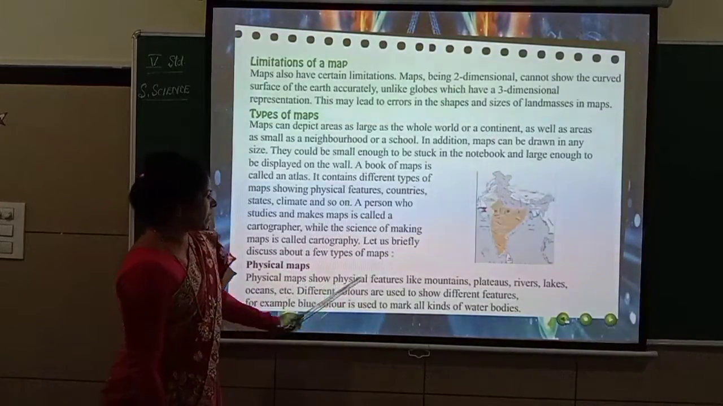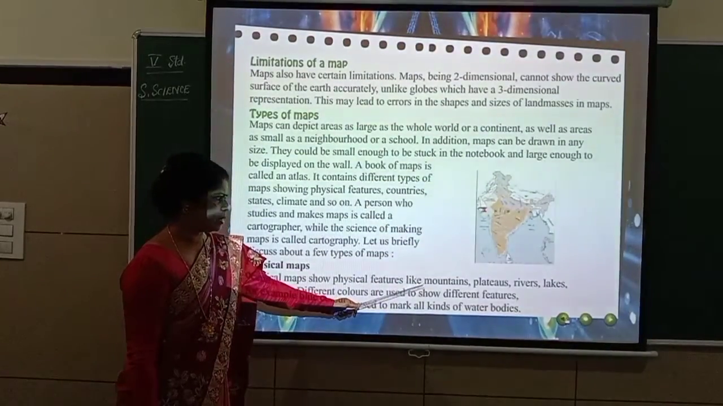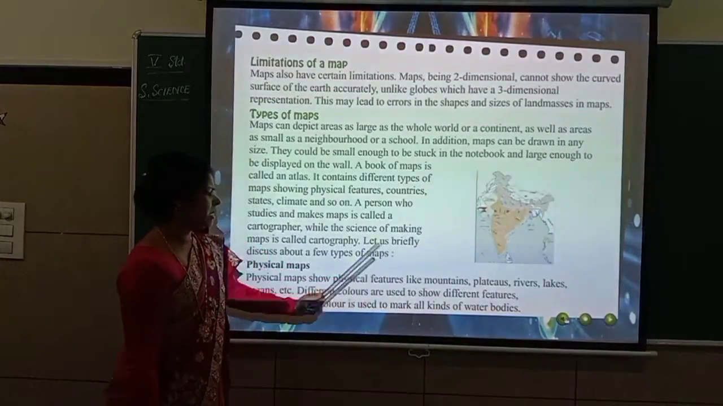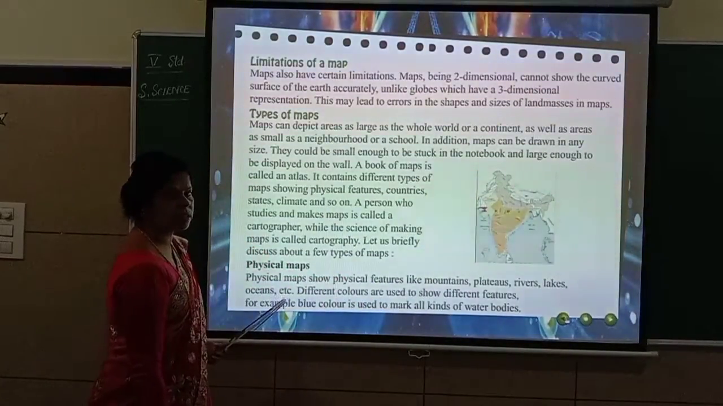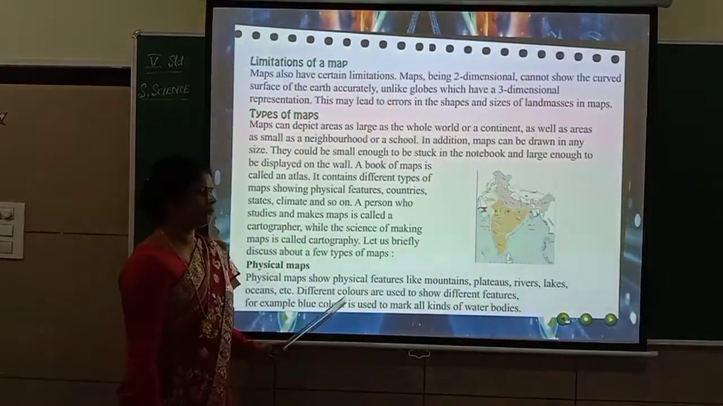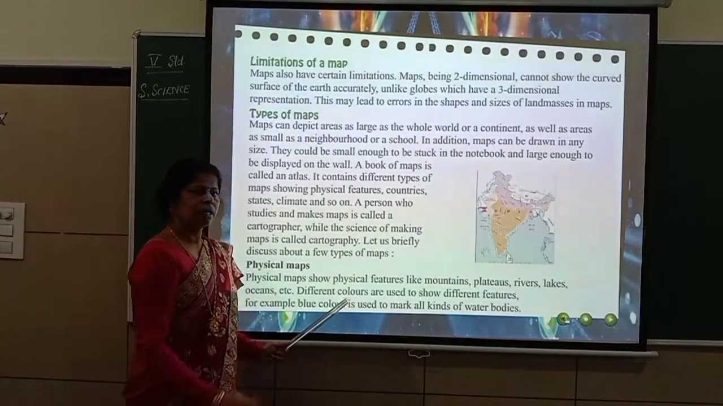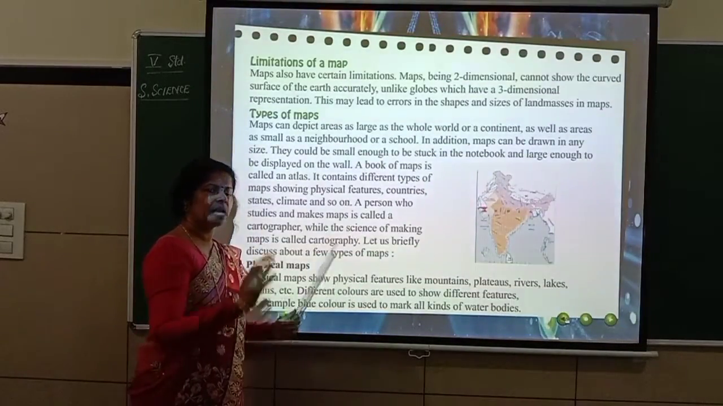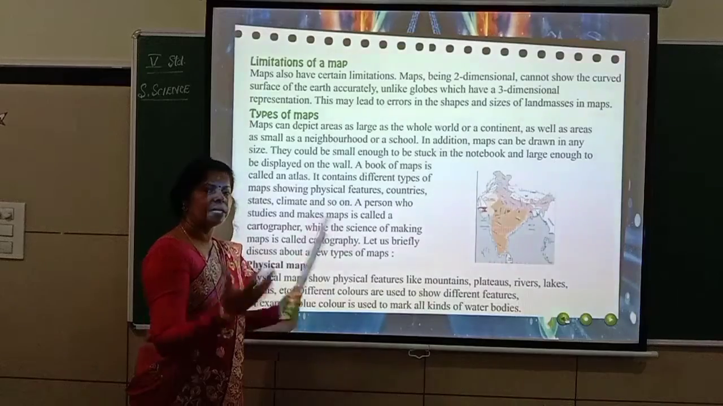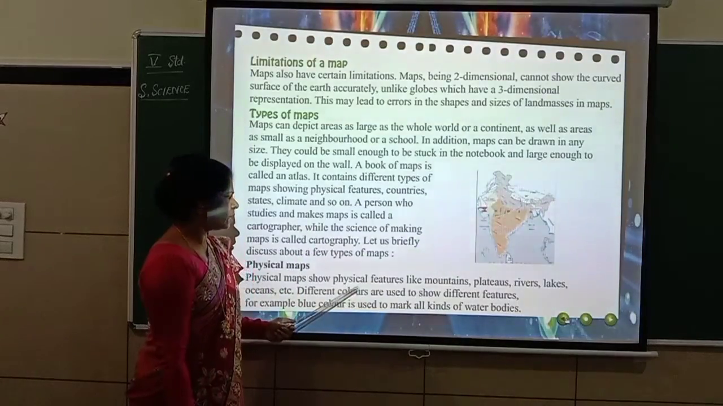Physical maps show physical features like mountains, plateaus, rivers, lakes, oceans, etc. Now, if you go for a physical map, what will be there? The physical features of that. Physical means how it looks, what are the things present. Okay, that is the meaning here.